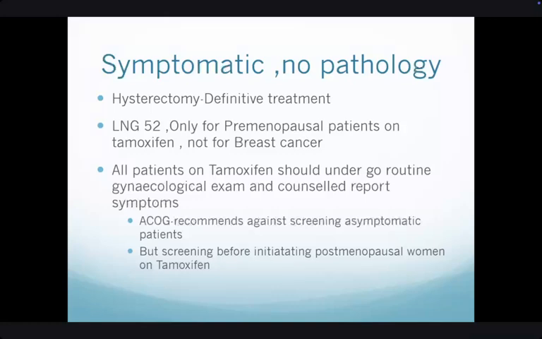The American College of Obstetricians and Gynecologists recommends against the screening of asymptomatic patients, but recommends screening before initiation of tamoxifen in postmenopausal women.